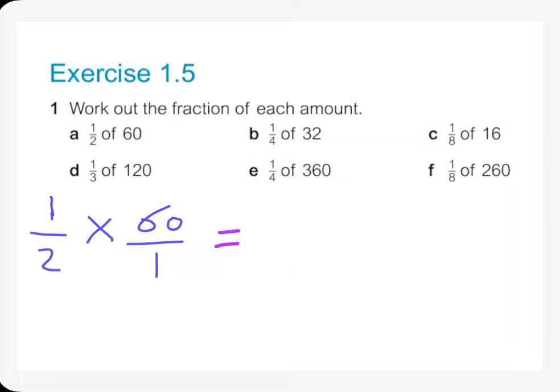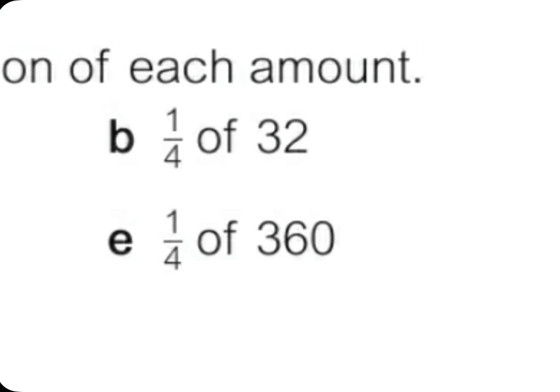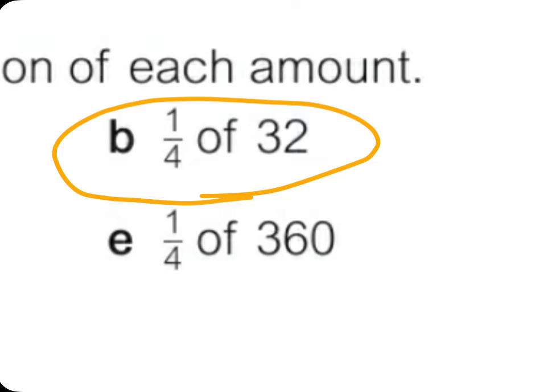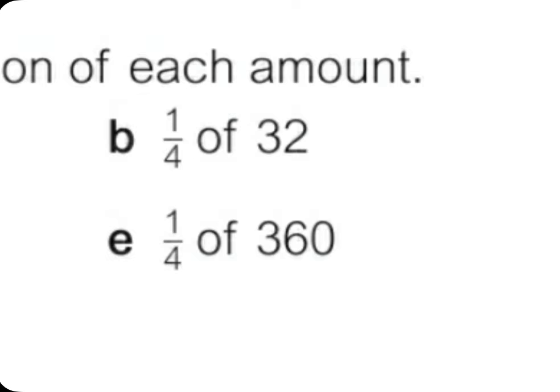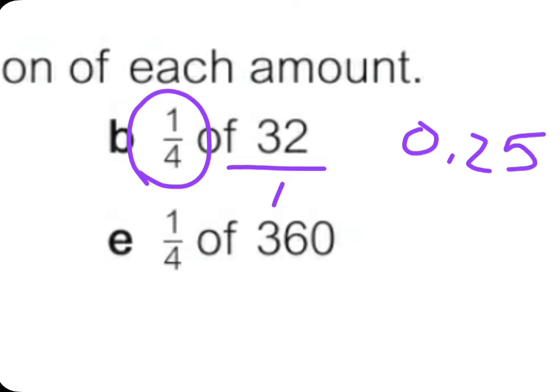For example, let's take a look at B. In question B, we have 1/4 of 32. Same idea. You can pretend that there's a 1 underneath the 32 and multiply the ones on the top and then divide them by the ones on the bottom. Same idea. Or you can divide 1 by 4 with a calculator. It will give you 0.25 and then multiply it by 32. You'll get the answer.